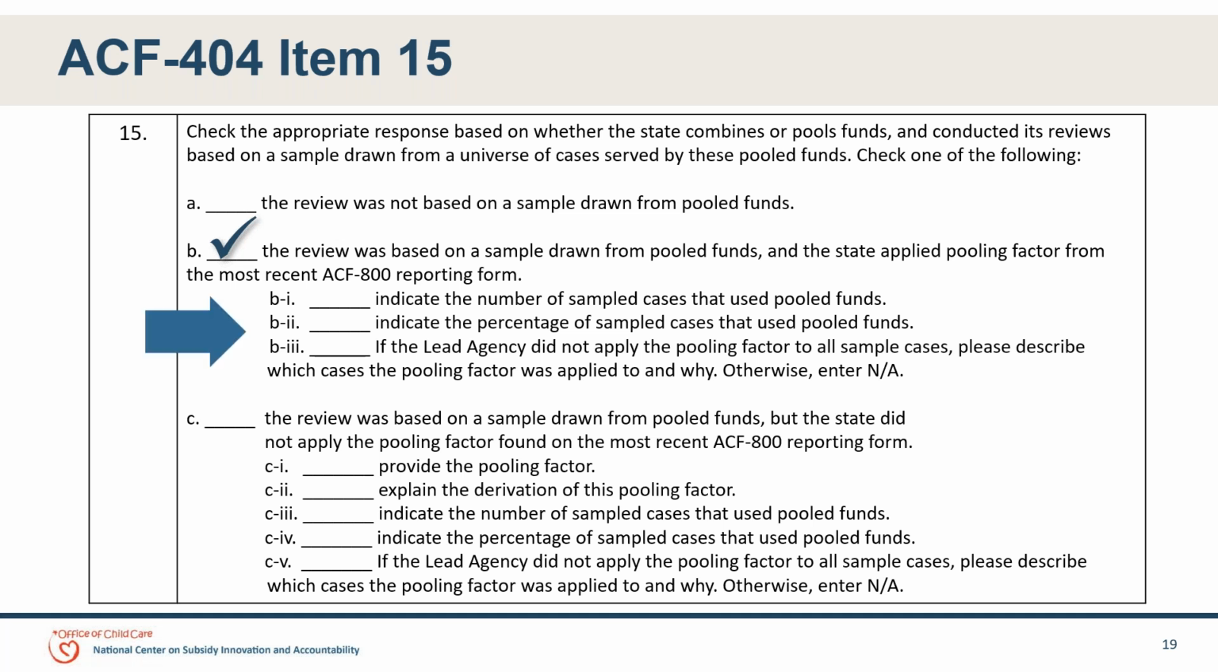And we ask that you provide us with the number and percentage of cases that used pooled funds. I think most of the time, for the number and percentage of sampled cases that used pooled funds, you applied it to all of them, right? So it'll be 276 cases, 100%. But that's not always the case. If your pooling factor was not applied to all sample cases, then you would need to complete B3, where you describe which cases had the pooling factor applied to them.